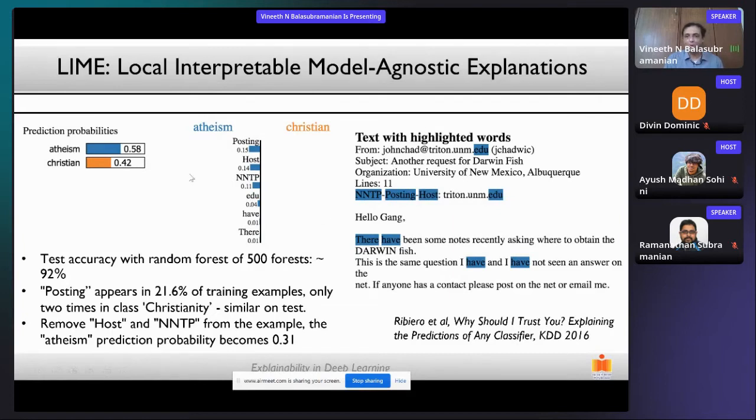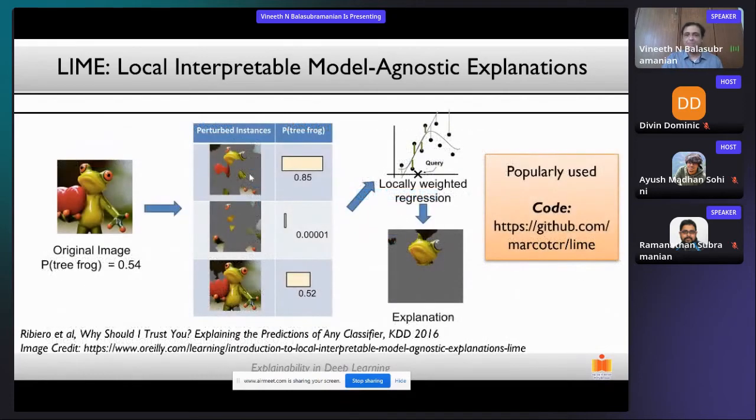Just pure spurious correlation in the data set resulted in the model deciding that whenever it sees these words, it should now classify as belonging to atheism. Here is a model, high accuracy, poor interpretability. So this is the trade-off that we're talking about. This is exactly what they try to highlight through their work and through their method. How does their method work?